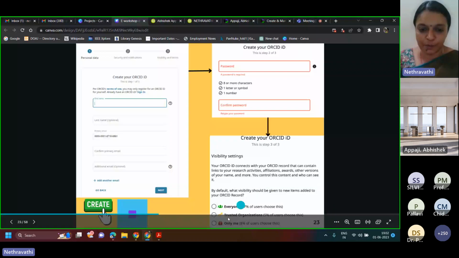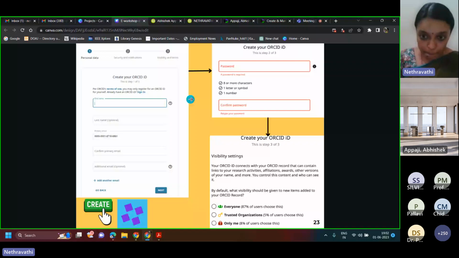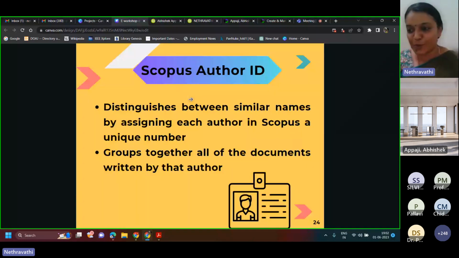Of course, this third option is not recommended, and that is not the purpose we are creating the ORCID ID, right? So please go ahead and create one. It's very easy. So that was about ORCID. And let us go to the Scopus.